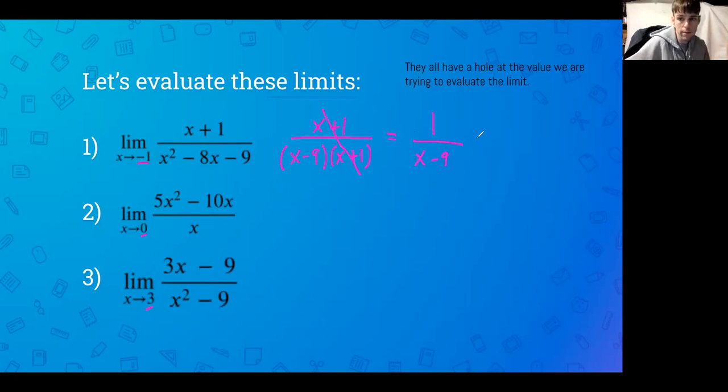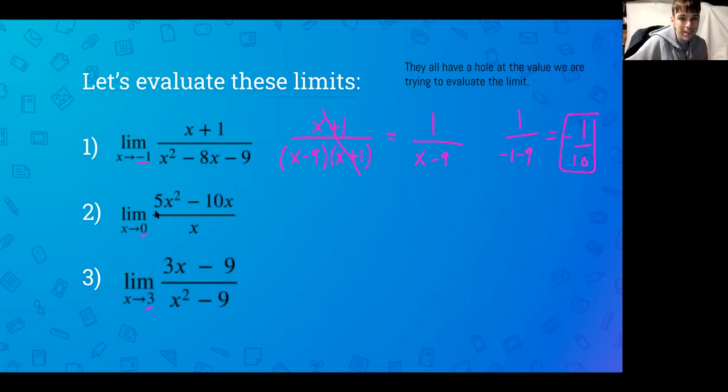Now we can plug it in. We get 1 over, really shouldn't have an equal sign there. I should not do that. I'm evaluating this limit now because I can actually plug that number in. 1 over -1 minus 9, that's going to be 1 over -10 or -1/10. So the value of this limit is a fraction, which would have probably been a little bit more difficult to see on the graph. Let's keep moving forward.